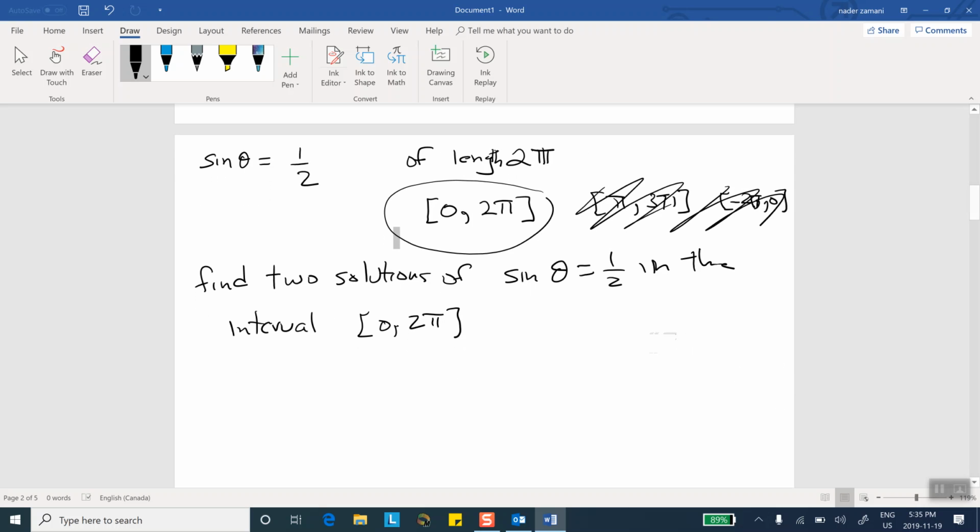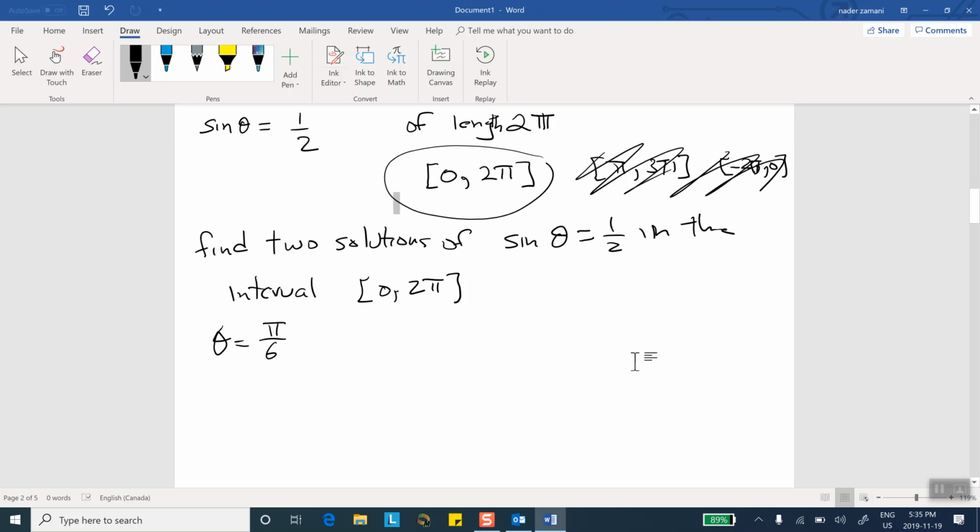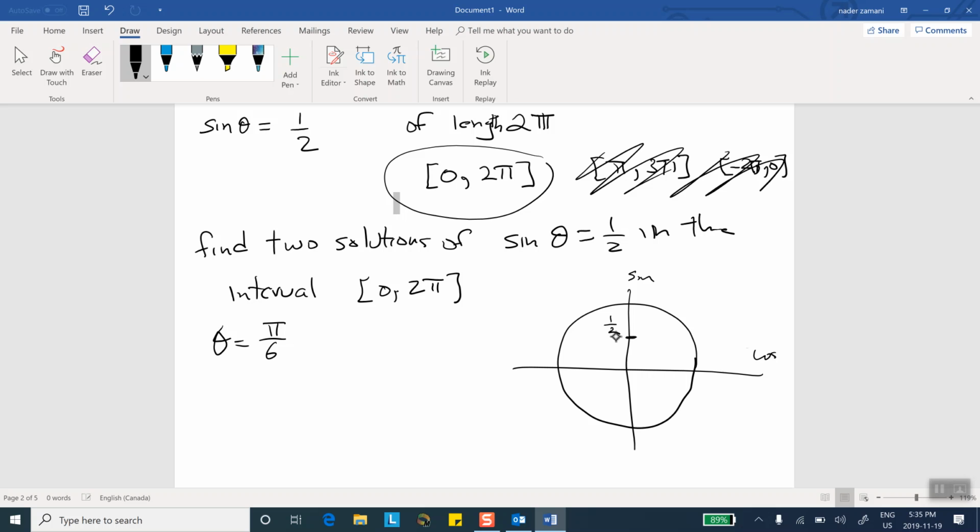Now, immediately you can write one answer. It's pi over 6. Because sine of pi over 6 is in fact 1/2, and this pi over 6 is in the interval 0 to 2 pi. Now let me also show you what you have done graphically here, or in terms of unit circle. So this is the cosine axis, and this is the sine axis. You said that sine is 1/2. So what you did, you actually wrote this angle, pi over 6, which is fine.